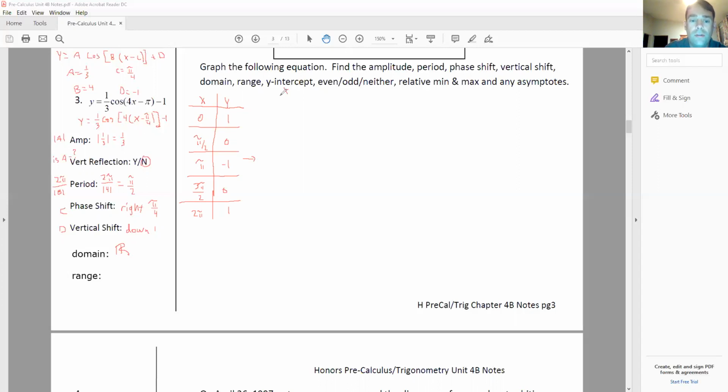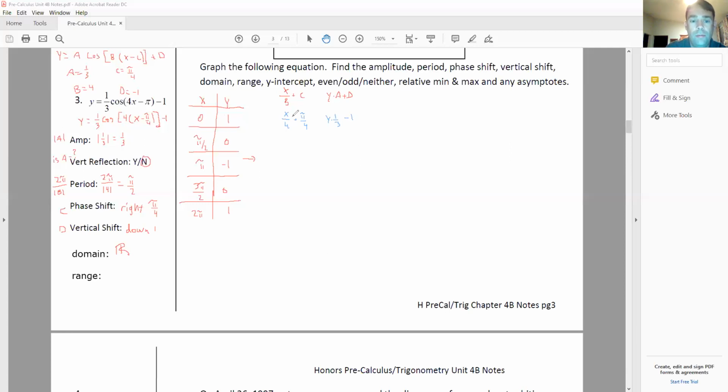So we're going to have x divided by b plus c. We have y times a plus d. So x divided by 4 plus c, so plus pi over 4. Y times a, so my a value is 1/3, so I'm going to go y times 1/3 plus d, so d was minus 1. All right, let's plug them all in.